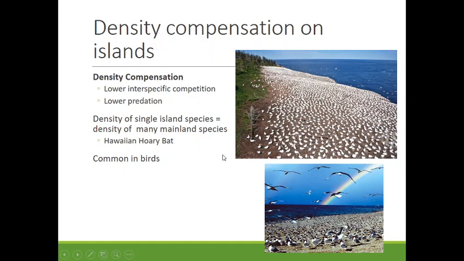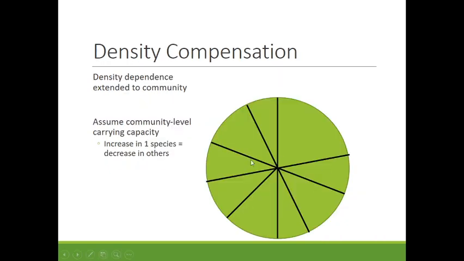Another example is the Hawaiian hoary bat. It's the only bat species that is native to the islands of Hawaii. And we see huge numbers of this single species of bat because it's not competing with any other bats. So it can have really high numbers. And that's showing that this community level carrying capacity is borne out with those island species, where we see this piece of pie taken up by just a few species, and they can have much higher numbers than you would expect on a mainland.